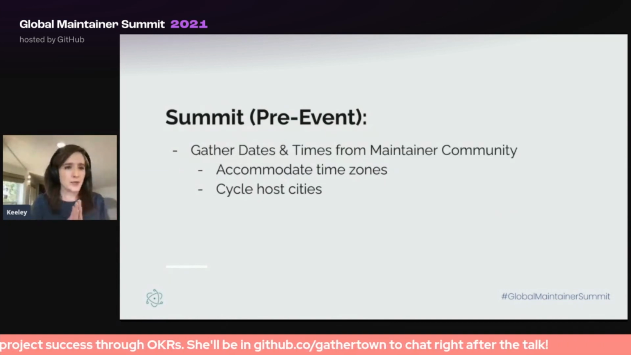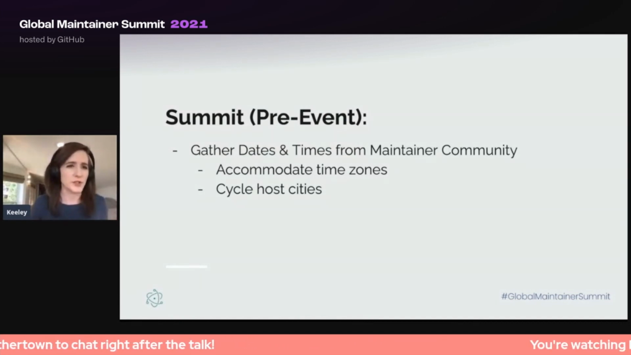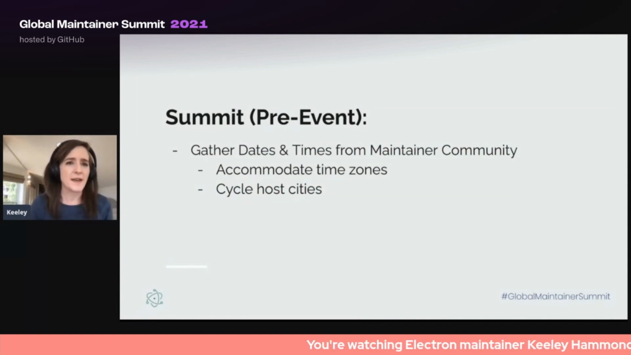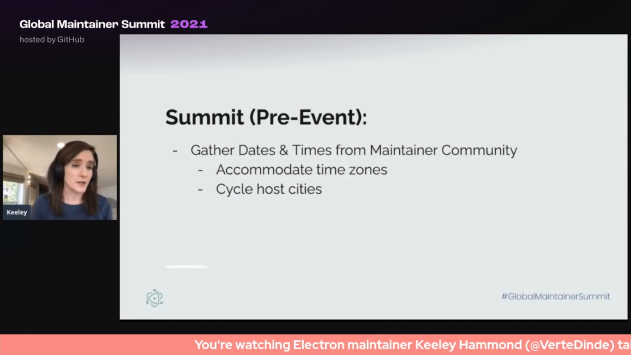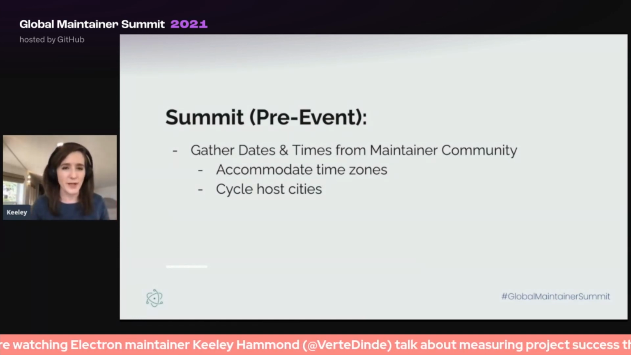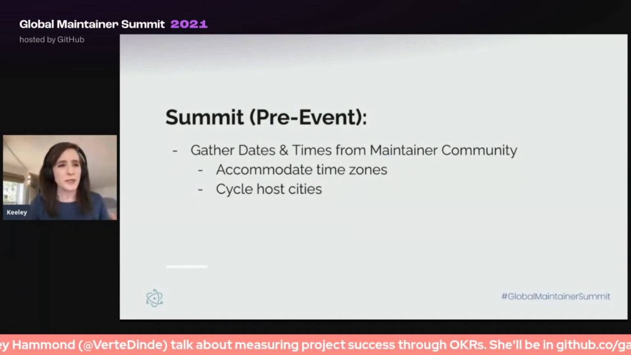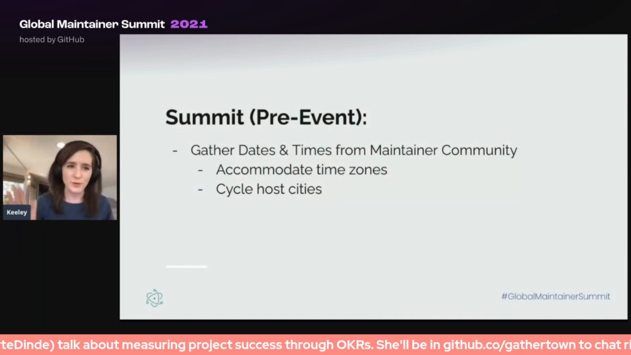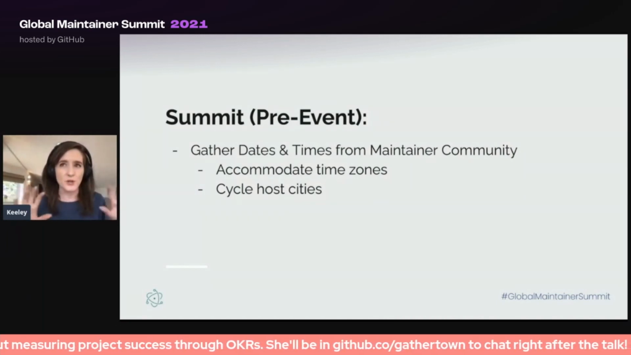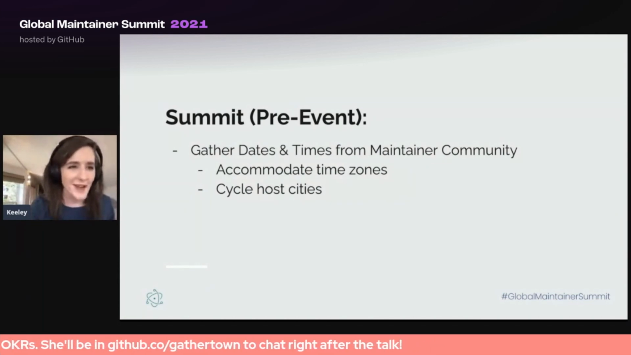So planning a summit usually takes about 6 months out. We have a core group that plans summits and thinks about the logistics behind them. And the way we usually start planning for summits is gathering dates and times from our maintainer and contributor community. So we can try to accommodate as many people as possible and make sure that the dates and times work for them. We have a lot of people across many different time zones, many different cities. And so trying to make sure that we're accommodating those people fairly is very important to us.